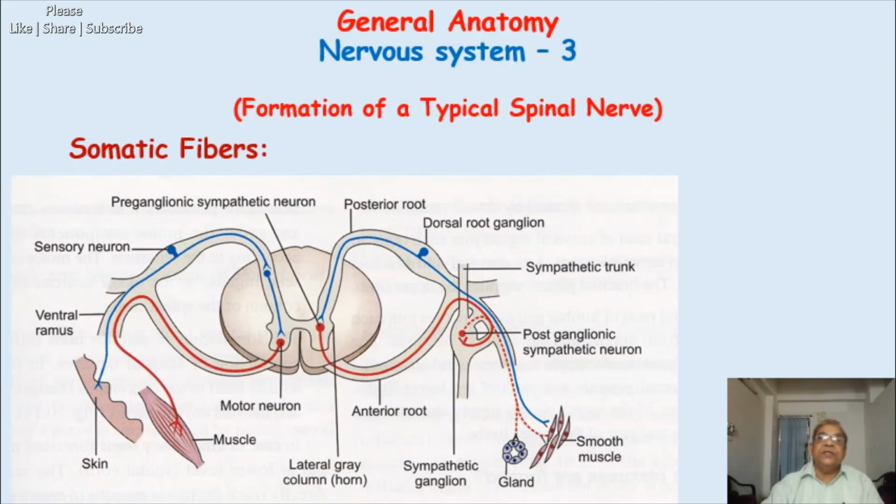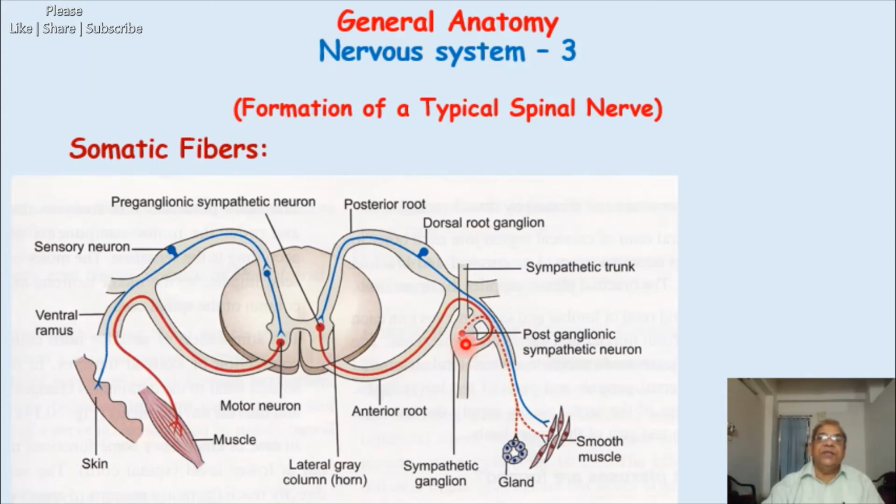Now see, the fibers which take origin from preganglionic sympathetic neurons are myelinated fibers. When they join from the ventral ramus to the ganglion, the sympathetic chain or sympathetic trunk, this connection, where I am putting my pointer, is known as the white ramus communicantes, because the fibers going through it look white, as they are myelinated.